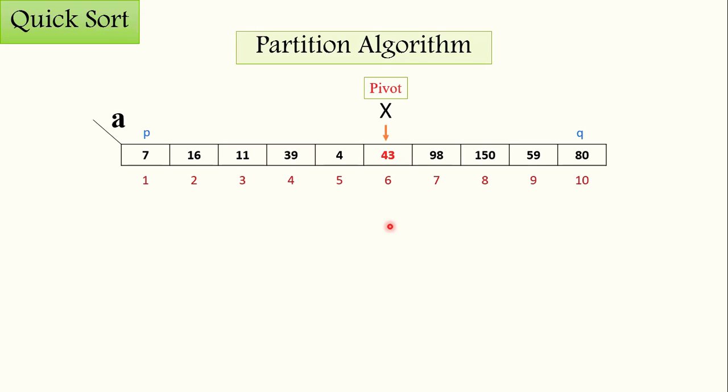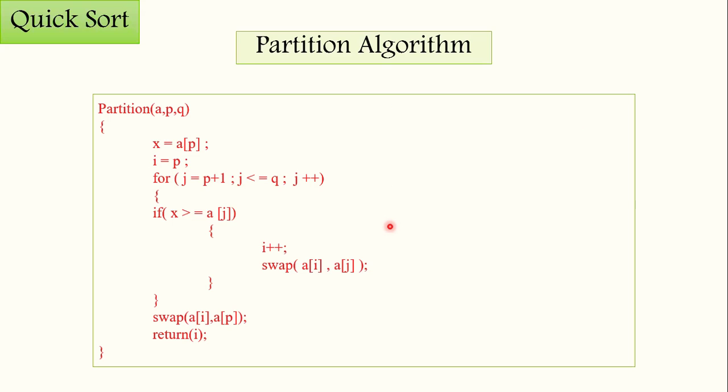Do you understand? Is there any doubt? Okay, no problem, it's clear. So this is your partition algorithm. A is the array, P is the starting index, Q is the ending index. This is your logic. And what is the return? The partition algorithm returns the position of the pivot element in the sorted array.